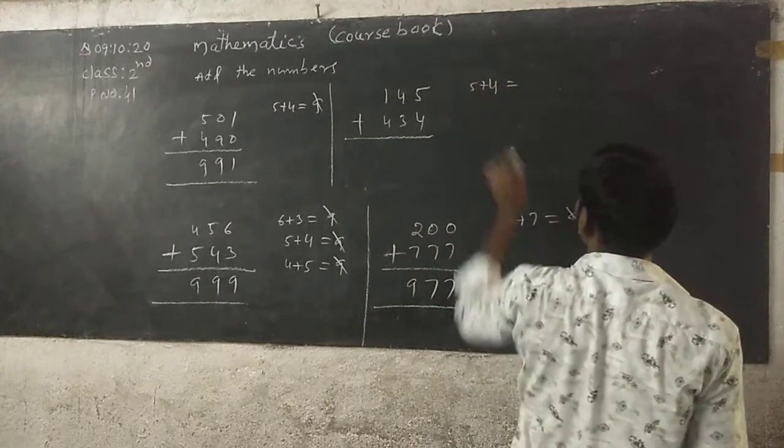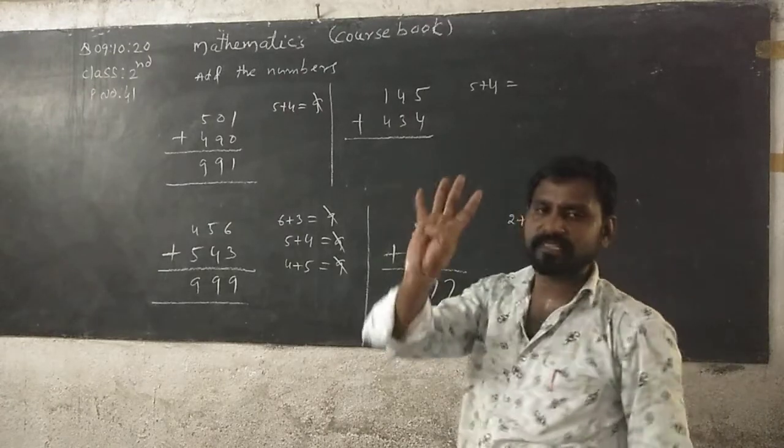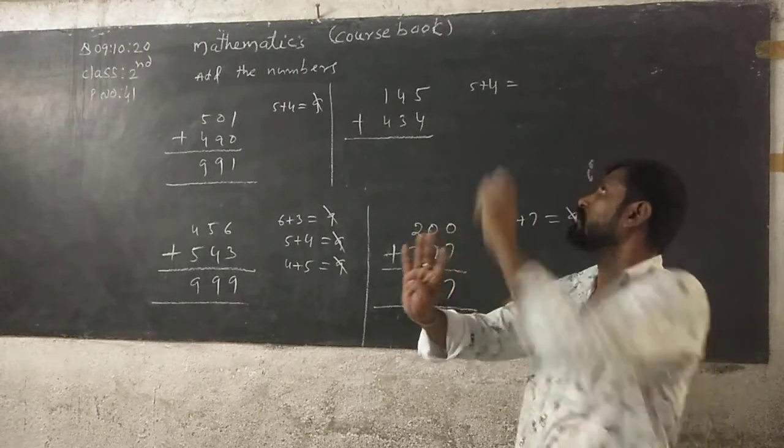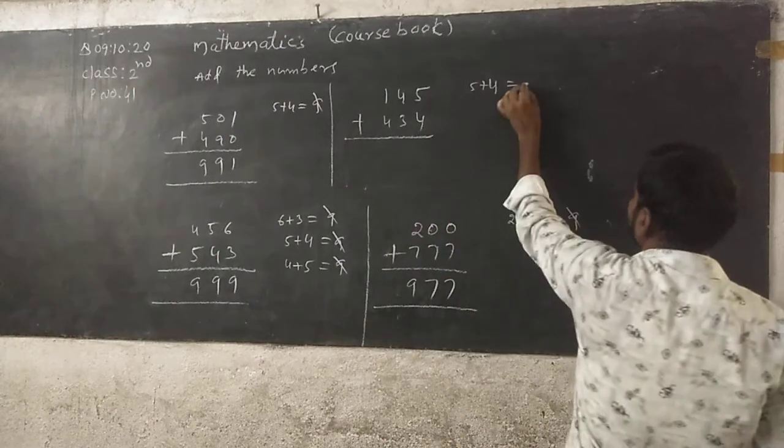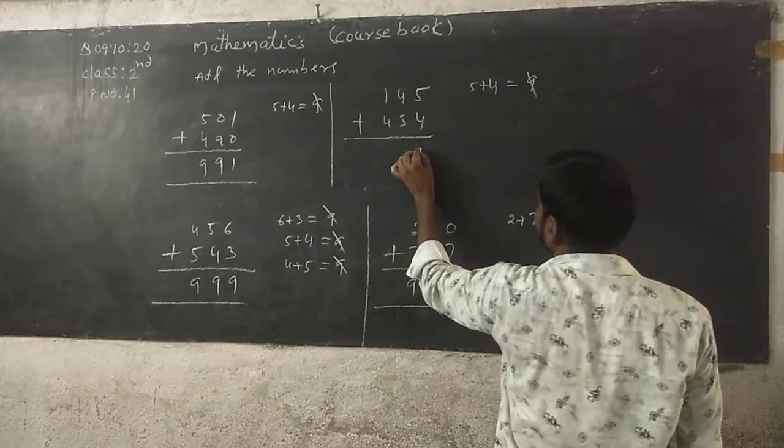Keep 5 in your mind and you have to take 4 fingers in your hand. You can count 5, after that 6, 7, 8, 9. 9, write down under ones column.